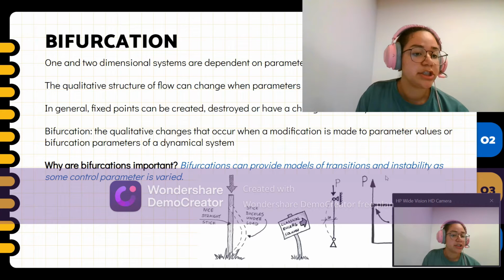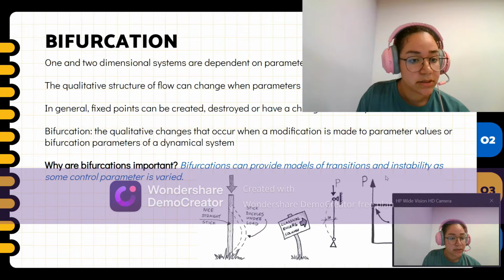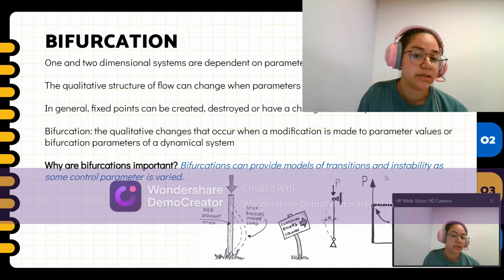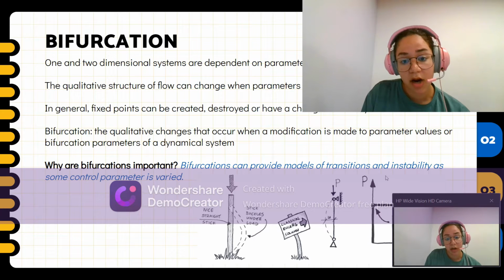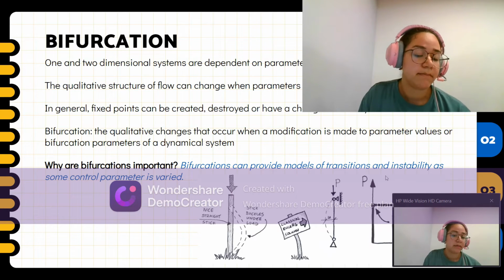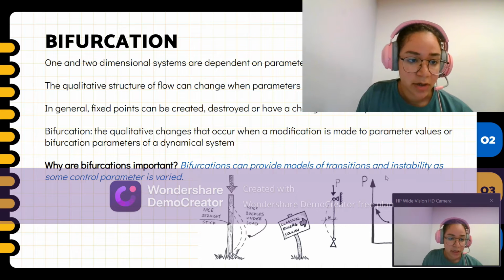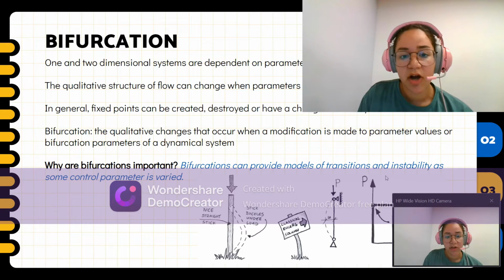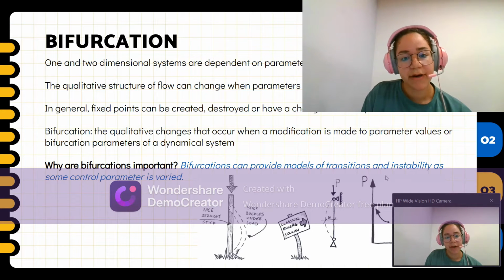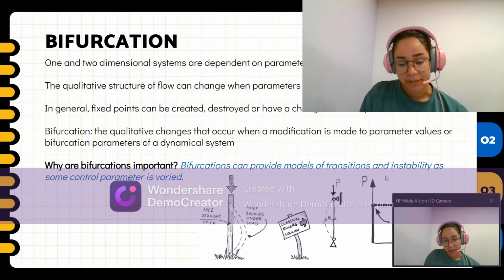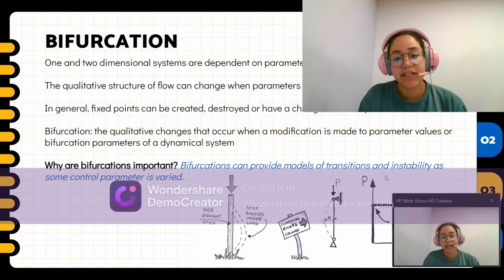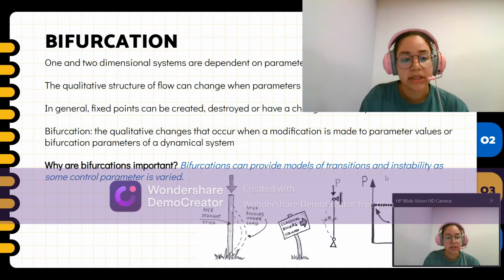So bifurcations, there's mainly two categories, which are in one-dimensional systems and two-dimensional systems. But either way, they are dependent on parameters, which can be labeled as R, A, mu, any letter you desire. It is the qualitative structure of flow that can change when parameters are varied. So in general, the fixed points, as described earlier, can be created, destroyed, or have a change in stability, so go from stable to unstable or unstable to stable.